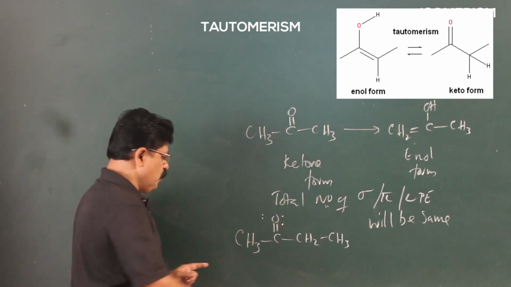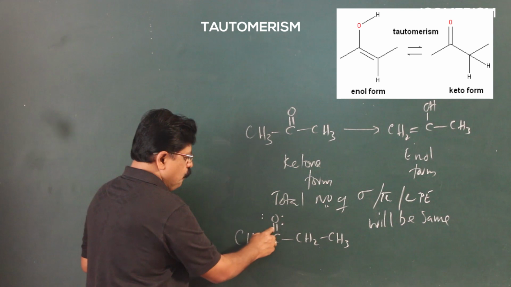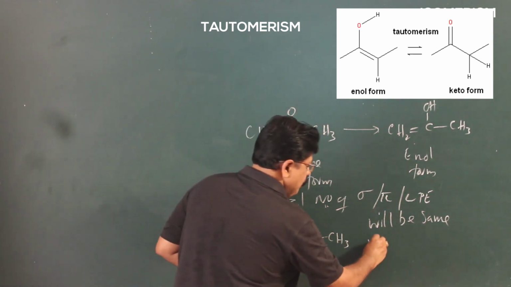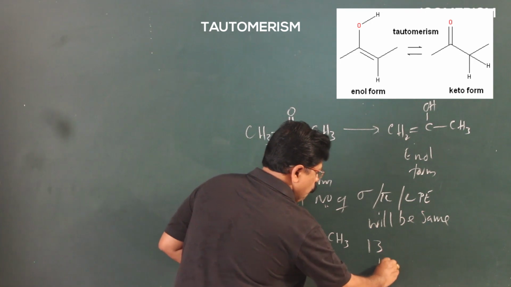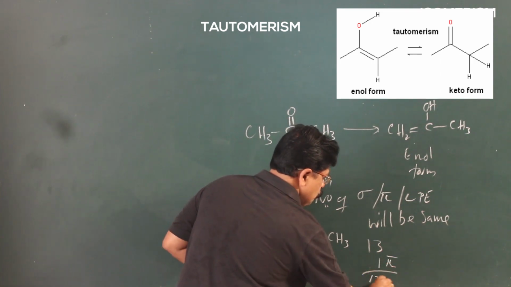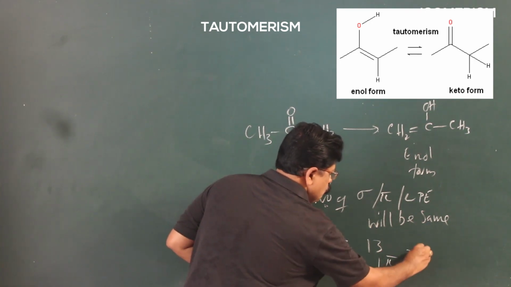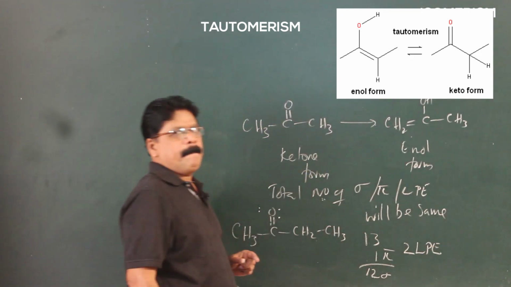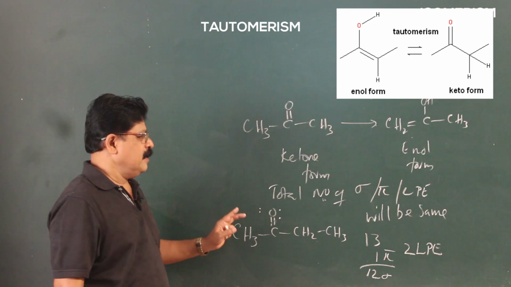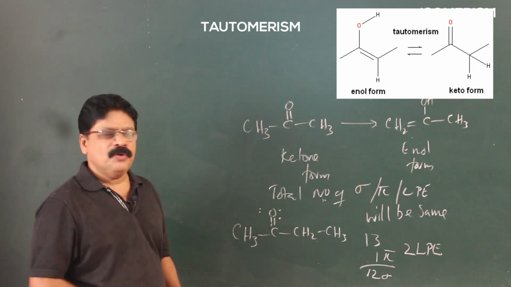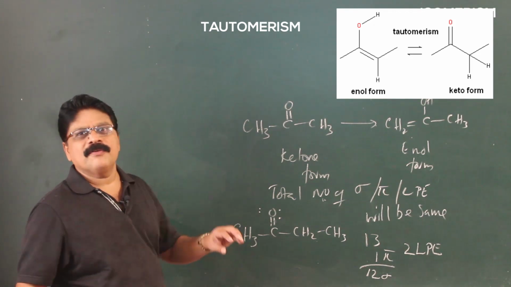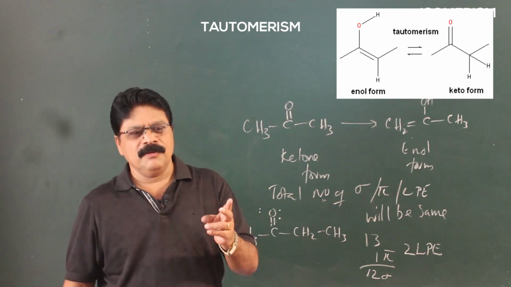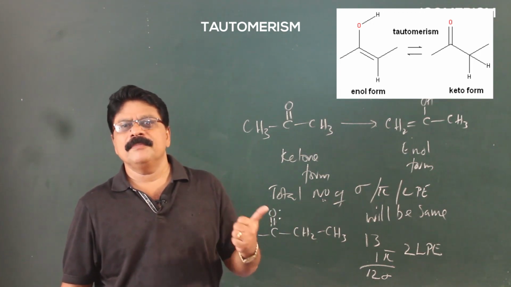So, for butanone: 1, 2, 3, 4, 5, 6, 7, 8, 9, 10, 11, 12, 13. Total bonds 13, 1 pi bond, 12 sigma bonds, 2 lone pairs of electrons. That is the case of tautomerism. So, let us revise fast. You got 5 important types of structural isomerism: chain, position, functional group, metamerism, tautomerism.